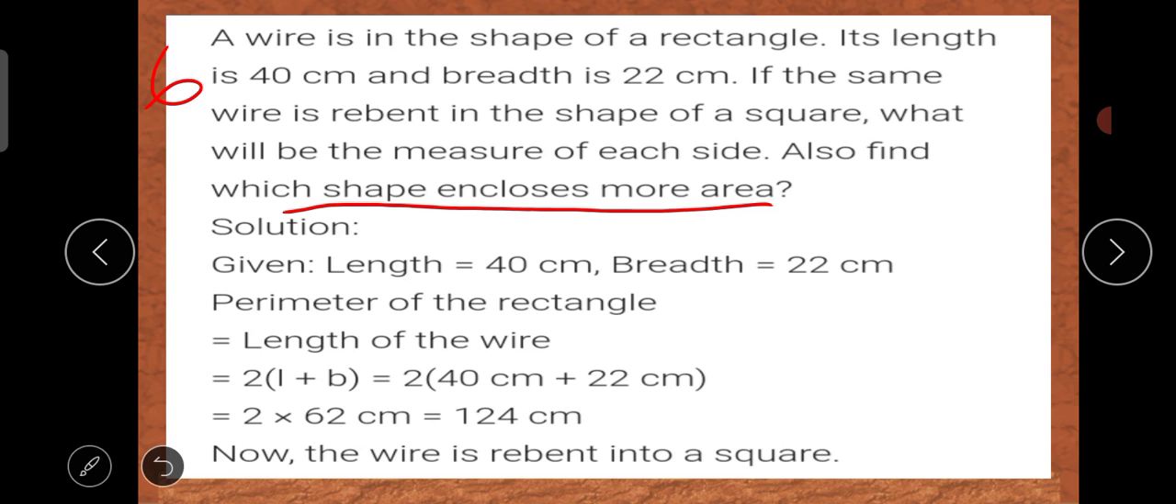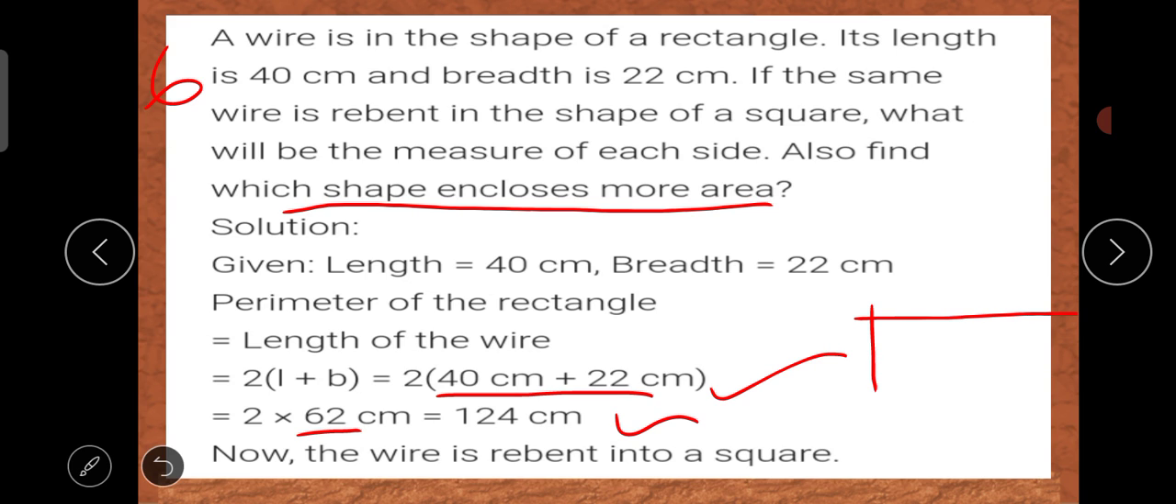So what is given here? Length is given. Okay, L is 40 and B is 22 centimeter. Perimeter of the rectangle formula we know that 2 into L plus B. So here put the value, we will get 2 into 40 centimeter plus 22 centimeter. 40 plus 22, when we add we will get 62. 62 is multiplied by 2, we will get 124 centimeter. Now here we got the perimeter of the rectangle.